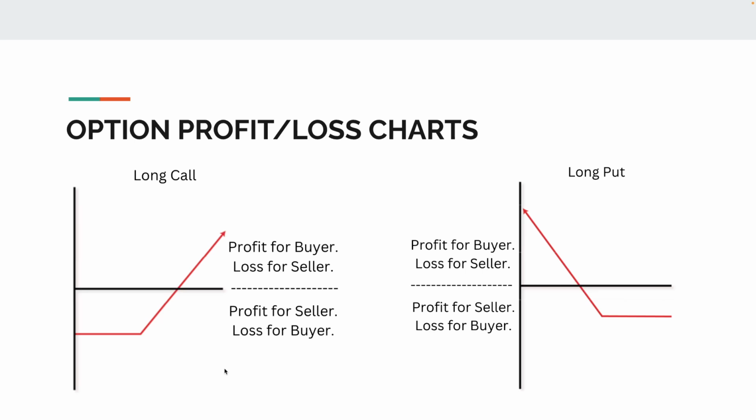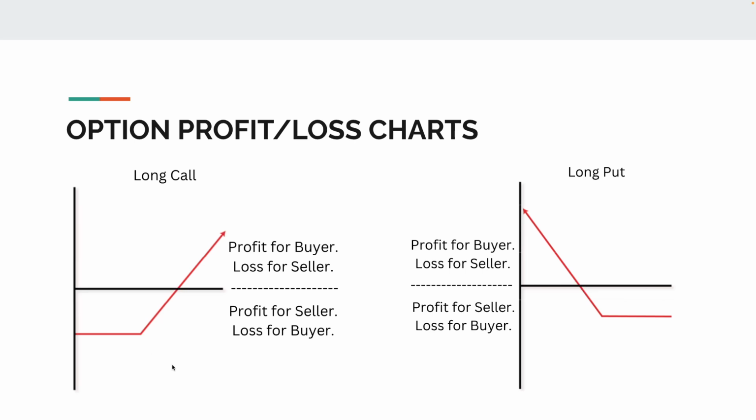In options trading, there's always a buyer and a seller for that option. When you're buying, there has to be someone out there who's going to sell it to you. And if you're selling it, there has to be someone out there buying it from you. One will profit and one will lose. Again, options trading is a zero-sum game. At expiration, someone will be right and someone will be wrong. Someone will make money and someone will lose money. It's either the buyer or the seller.